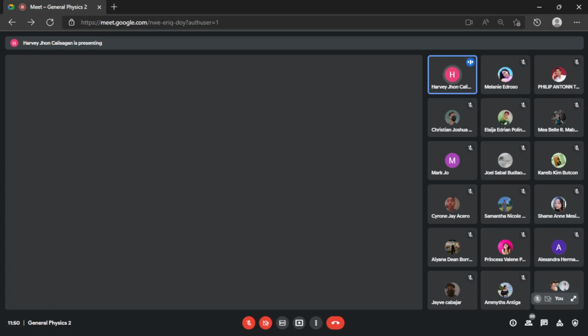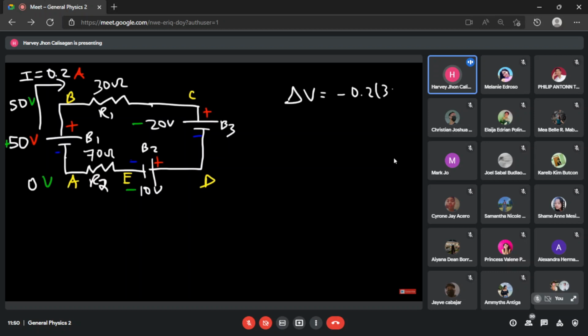Now let's calculate the voltage drop across R1. It's going to be a current of 0.2 amps times 30 ohms. So the voltage drop across this resistor is negative 6. So if the potential is 50 at B, then at point C, it's going to be 6 volts less. It's going to be 44 volts. Now this battery will reduce the energy of the circuit by 20 joules per coulomb, or by 20 volts. So the potential at D is going to be 44 minus 20, which is 24 volts.